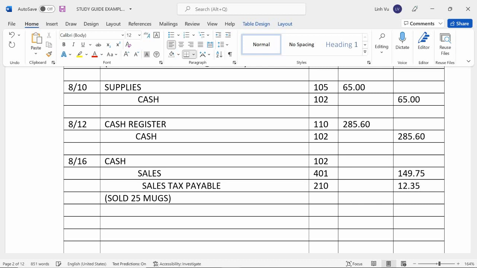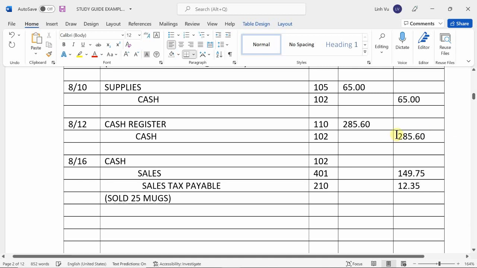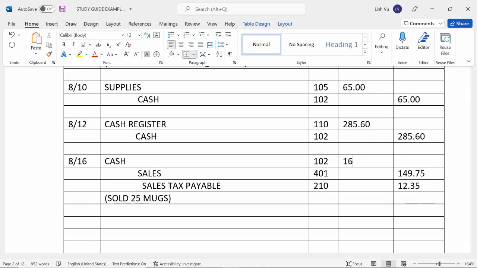So add those two numbers up together. $12.35 plus $149.75. I should get a grand total cash of $162.10.